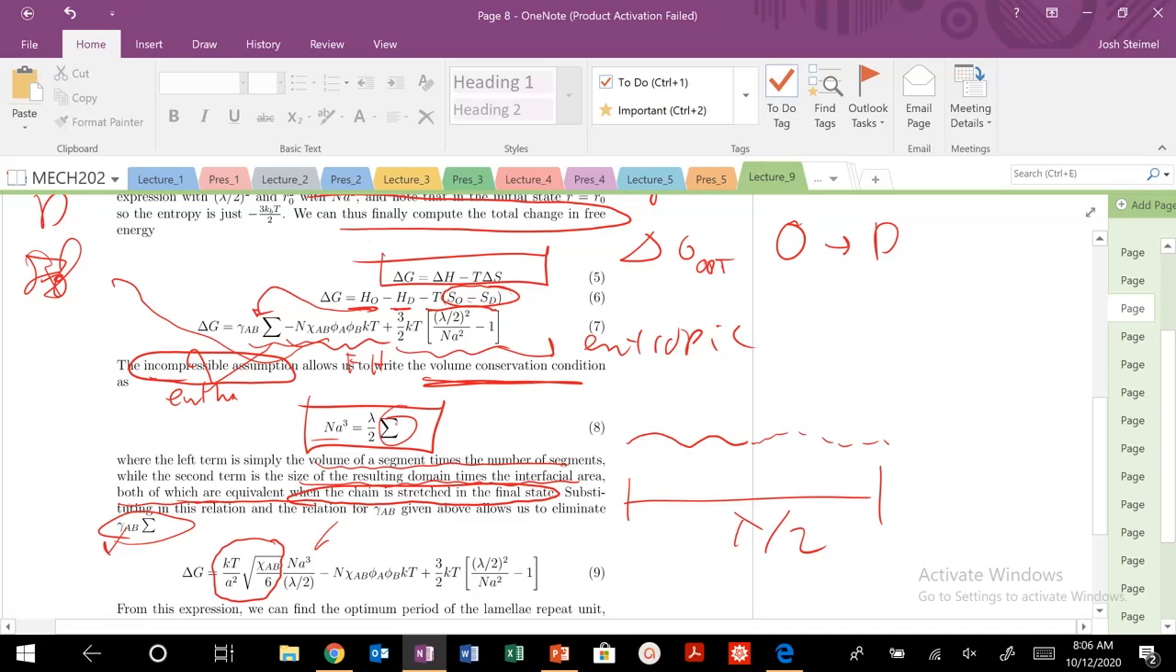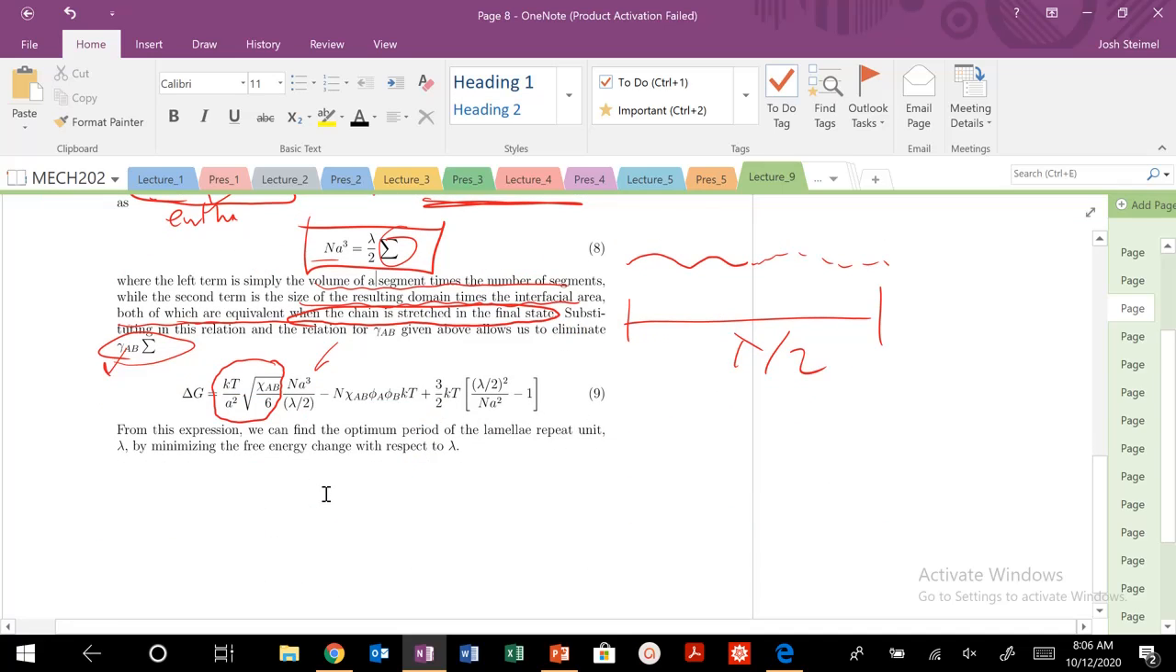So now everything's in nice terms that we want to deal with. Now, what is the goal of this lecture, aside from doing a really nice derivation? Well, we want to figure out how stretched out these chains are. What is the optimum period of my lamella repeat unit? Because again, that's going to change.